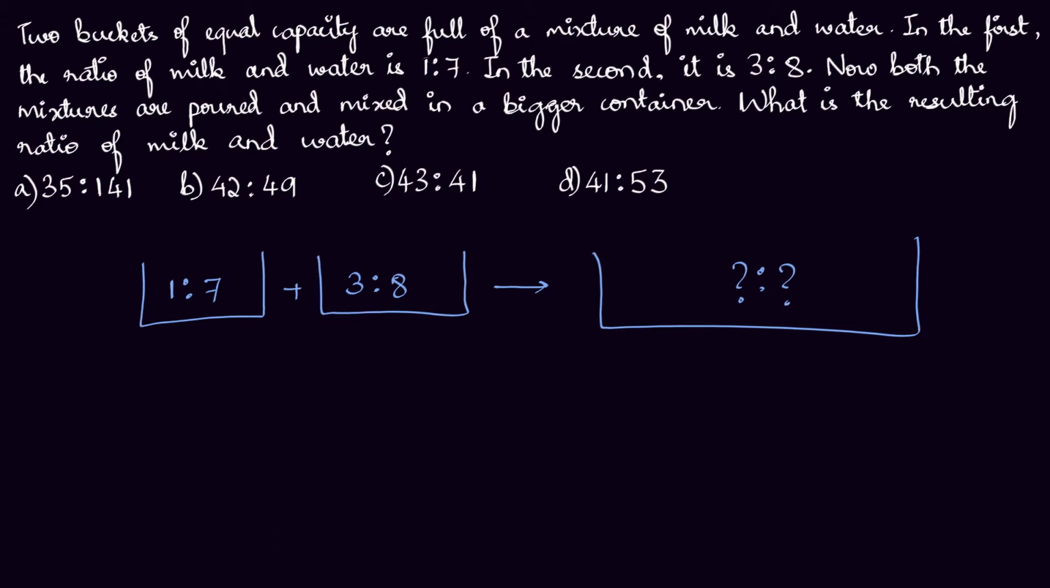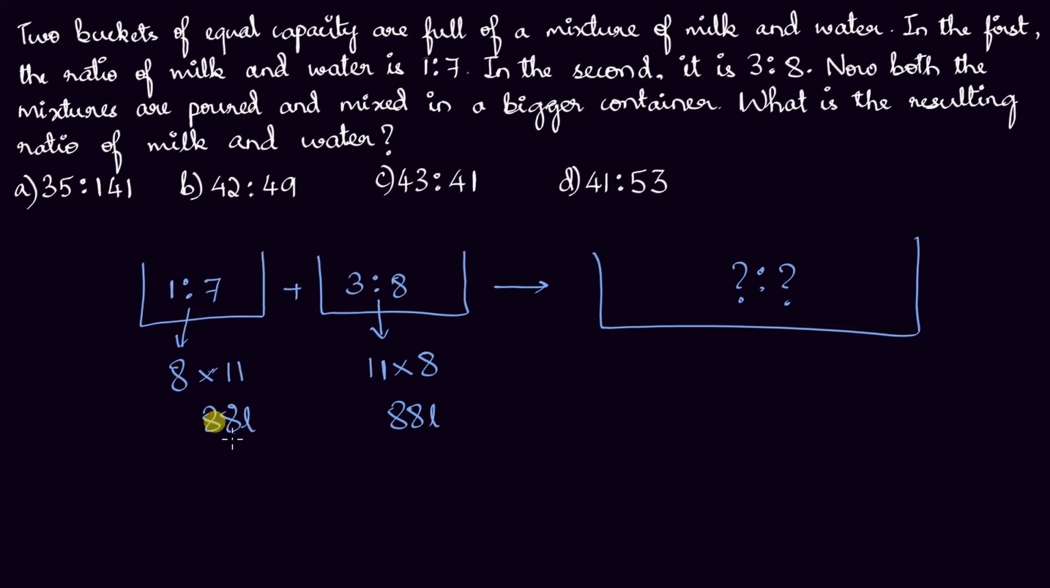Now, let us look at it a little more objectively. There is a 1:7 ratio of milk to water here, which means the total number of portions is 8. And here, the total number of portions is 3 plus 8, which is 11. Since these two quantities are equal, there must be some common multiple of 8 and 11, and the smallest common multiple we know is 11 times 8, which is 88. So we can say that there are 88 liters of the mixture in each of these containers.